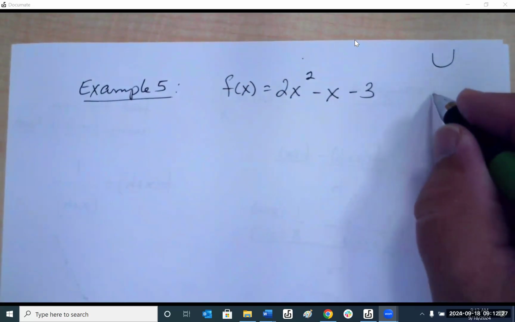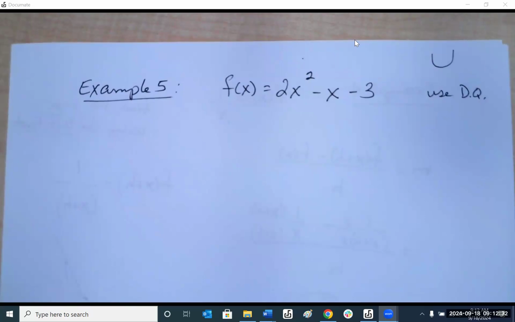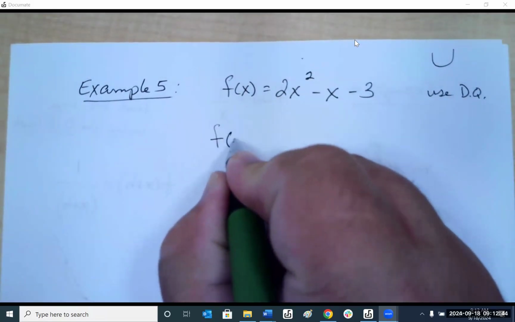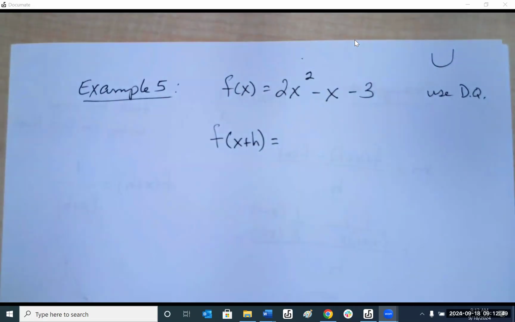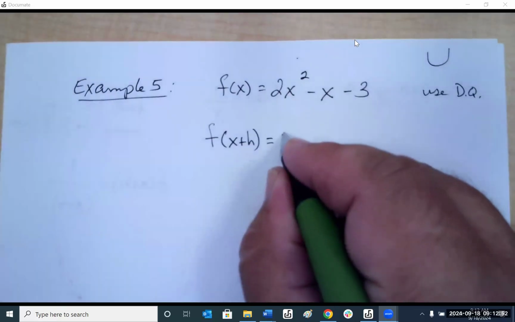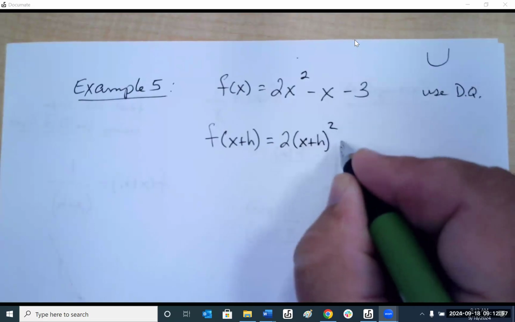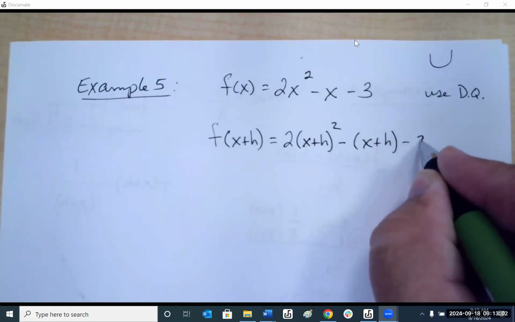We have to use the difference quotient. To use the difference quotient, what do we need to find first? Yeah, we need to find f of x plus h. So anywhere we see an x, we replace it with x plus h. Like that.